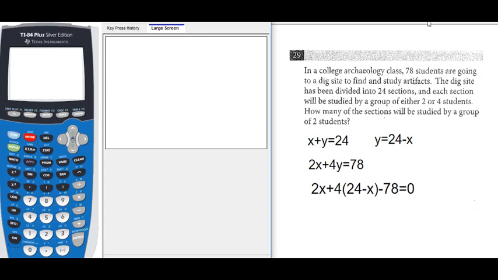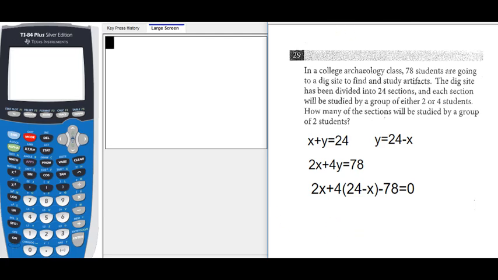First of all, you will find the system equation like x plus y equals 24 and 2x plus 4y equals 78. Then I need to change the system equation into one equation by substitution. From x plus y equals 24, I can get y equals 24 minus x. So I plug in y equals 24 minus x into 2x plus 4y equals 78.